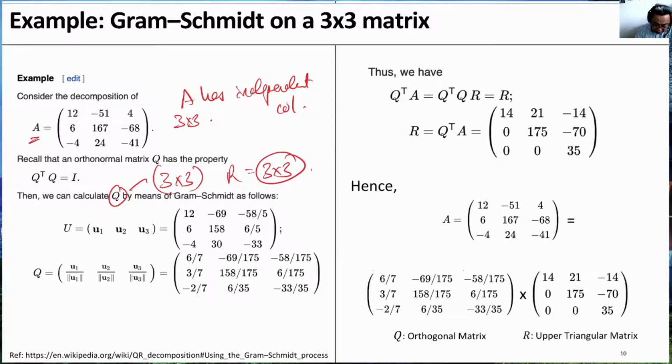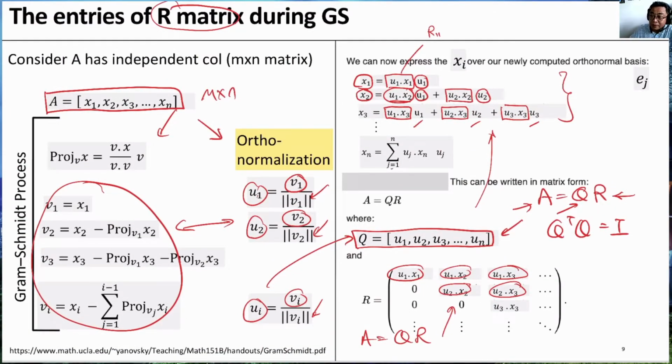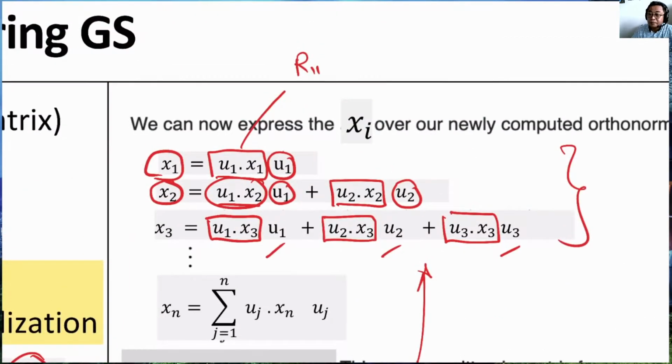First, we find the orthogonal columns, followed by the normalization to get the orthonormal columns for Q. And then you work out each of these individual elements such that QR is equal to A, using the equation we have over here. Okay, that's it.